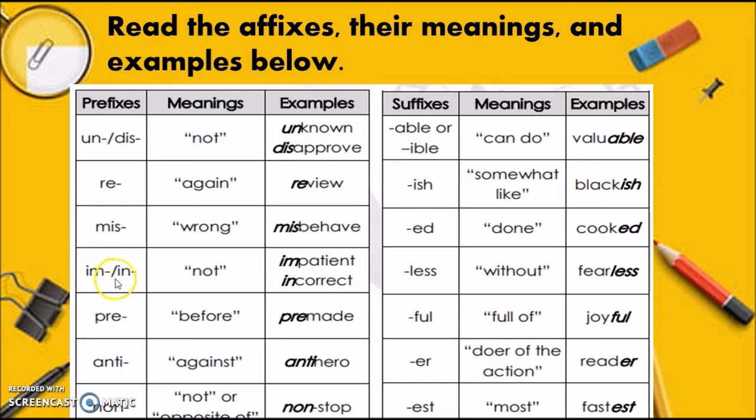Another prefix is im or in, meaning is not. Example, impatient and incorrect. Next prefix is pre, meaning is before. Example, pre-made. Next one is anti, meaning against. Example, anti-hero. And the last example is non, meaning is not or opposite of. Example, non-stop. So let's now proceed to our examples of suffixes.